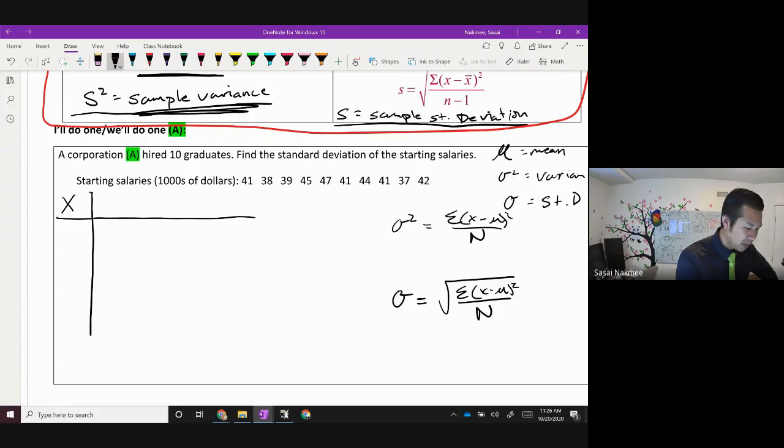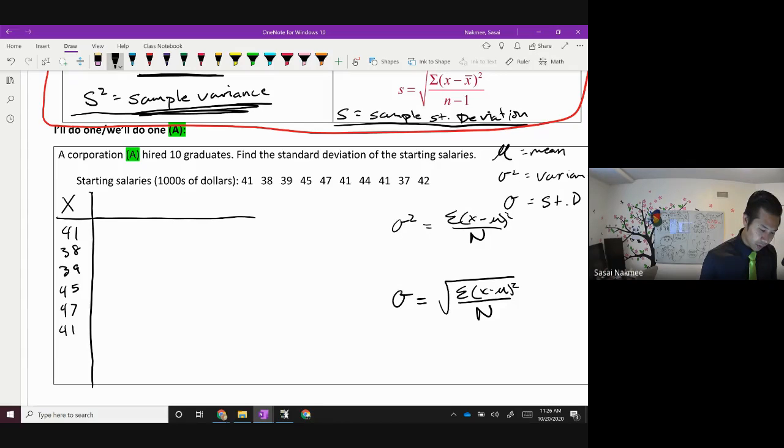The first one that I'm going to put in here is going to be the x values. Okay? That's going to be in the first one. So I take these numbers, I just write them down. So this one right here would be 41, right? 38, 39, 45, 47, 41, 44, 41 again, 37, and 42.